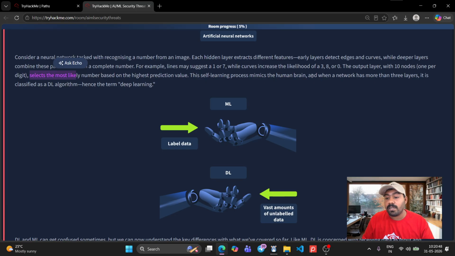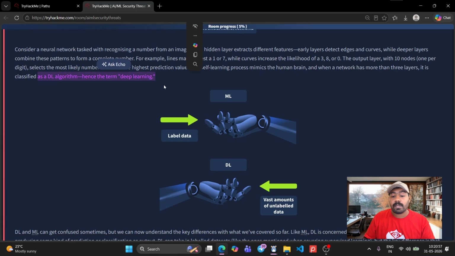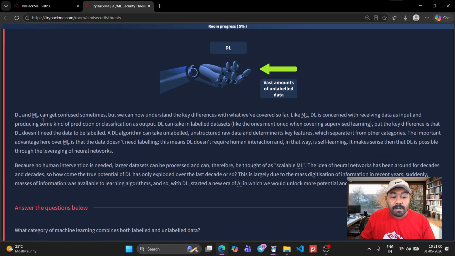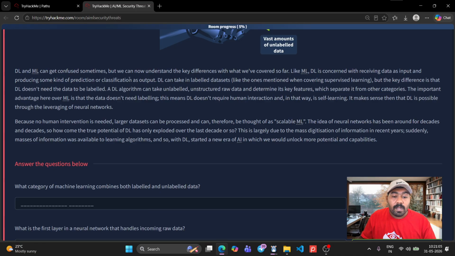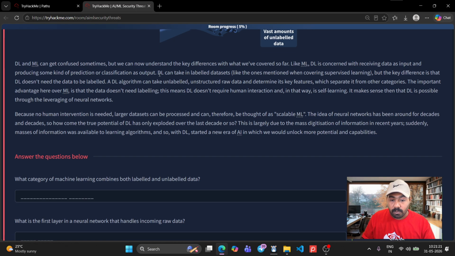When a neural network has more than 3 layers, it is classified as a deep learning algorithm, hence the term deep learning. DL and ML can sometimes be confused, but we can now understand the difference from what we have covered so far. Like ML, DL is concerned with receiving data as input and producing some kind of prediction or classification as output. That is a major point.